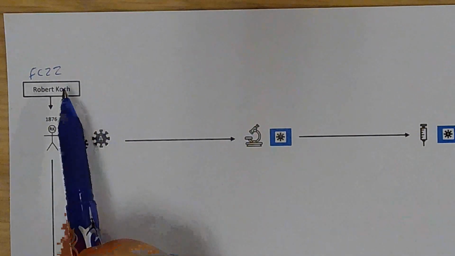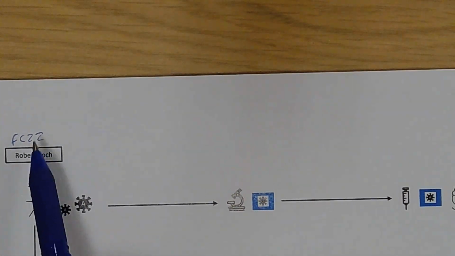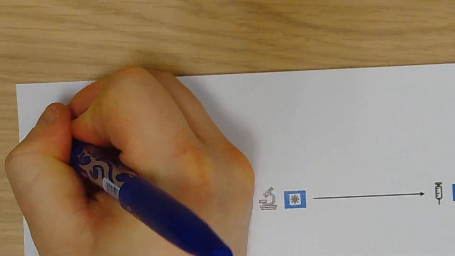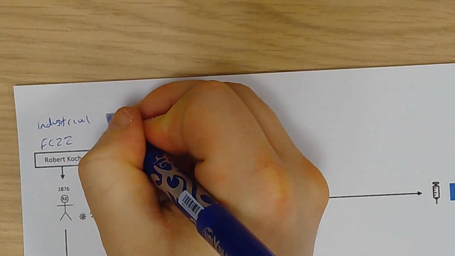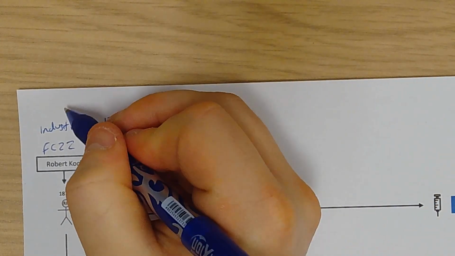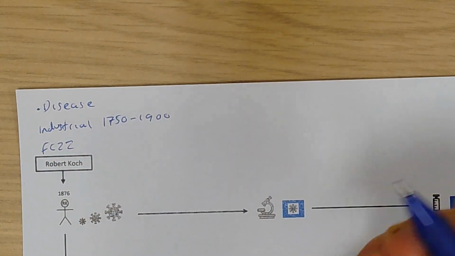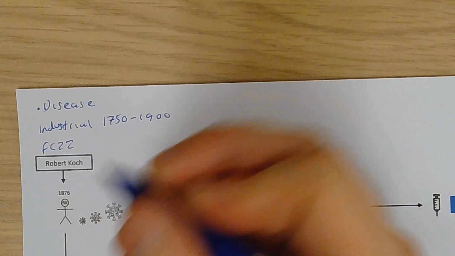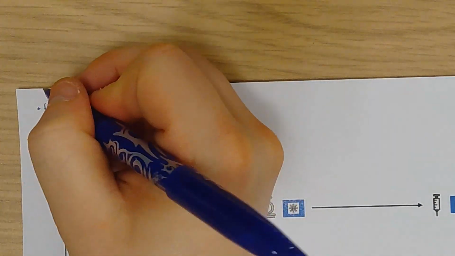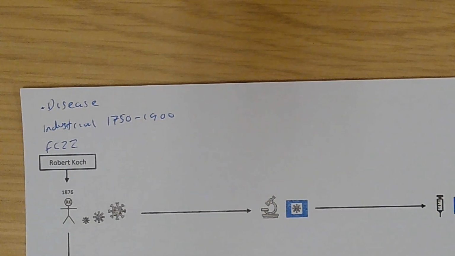Today we're going to be looking at Robert Koch, who links with your flashcard packs, flashcard 22. And Koch is within the industrial period, and the industrial period is 1750 to 1900. And when we think about Koch, we should definitely be linking him with the theme of disease. But we can also link his discovery and his later discoveries to public health as well. So this idea links with disease, but can further along in this story be linked to public health.